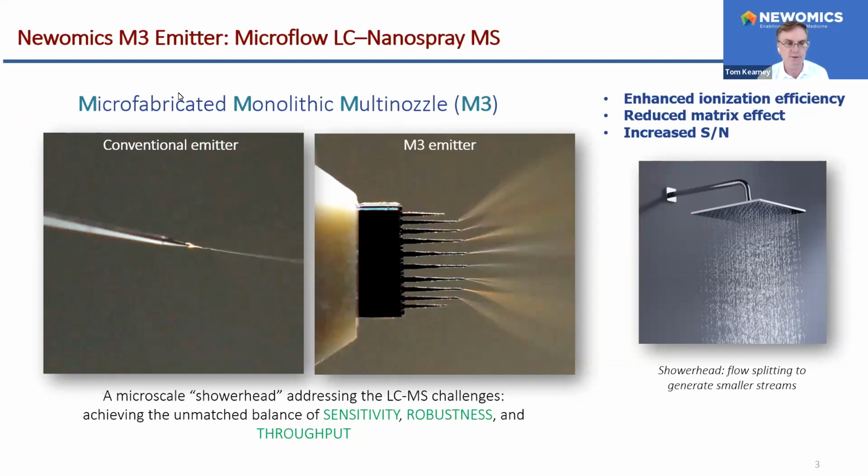A conventional emitter has a single stream, shown here in the left-hand box, but the Newomics M3 emitter shown here has 8 nozzles spraying. So if you bring in 5 microliters a minute of LC flow into this emitter, it'll split it into 8 different streams at 625 nanoliters per minute. There are a couple of benefits. The most obvious is you're going to get smaller sized droplets, and it's going to enhance the ionization efficiency, simultaneously reducing the matrix effects, and it's going to increase your signal to noise. So that's a quick overview of the technology and how it works.